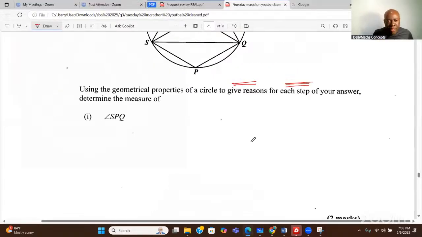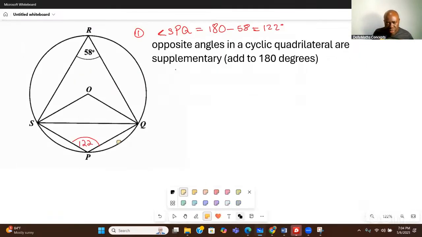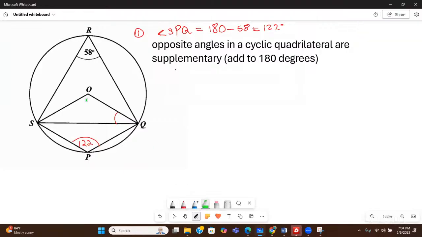The next question says we want to find the angle OQS. So when we say OQS, we're talking about OQS. Mark the angle. Where is it? Give me a second. OQS, right here. Let me just highlight it again.